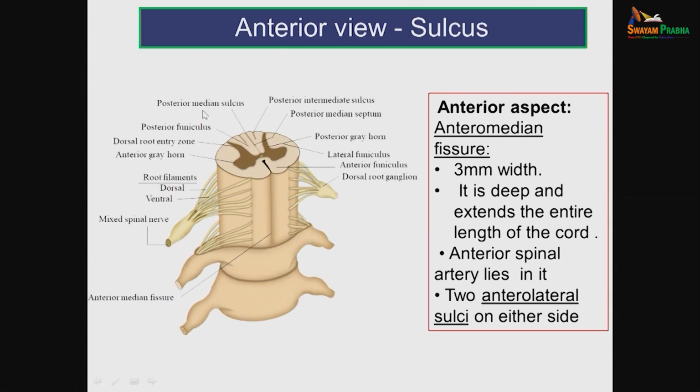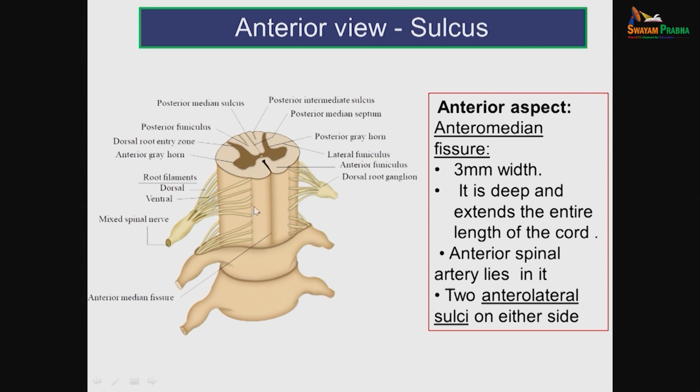This is the anterior view. First is the anterior median fissure. It is a fissure which is 3 mm in width. It is deep and extends through the entire length of the cord, as you can see from this picture. The structure present in the anterior median fissure is the anterior spinal artery.